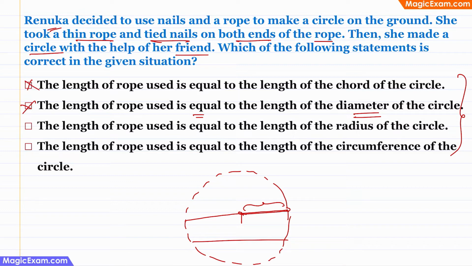Then the length of the rope is equal to the length of the radius of the circle. This is correct because when you tie a nail and you turn it around like this, the rope is essentially the radius of this circle. Therefore this is correct. Next, the length of the rope used is equal to the length of the circumference of the circle. Now the circumference is much bigger than this rope. Therefore this rope is not equal to the length of the circumference. So this option is incorrect.